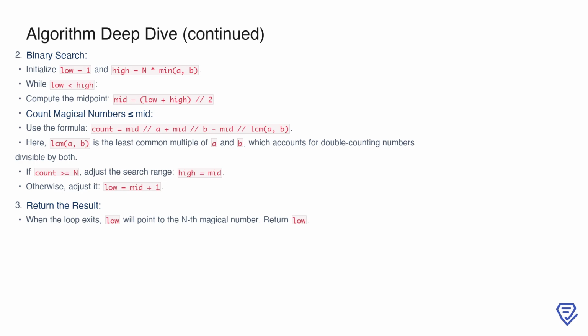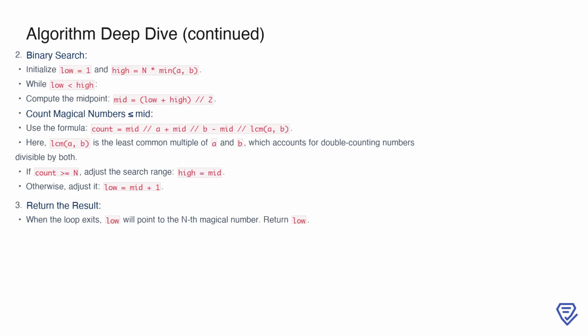To do this efficiently, we use the formula count equals mid // a plus mid // b minus mid // LCM(a, b). This formula combines the counts of numbers divisible by a and b, while subtracting those divisible by their least common multiple to avoid double counting.